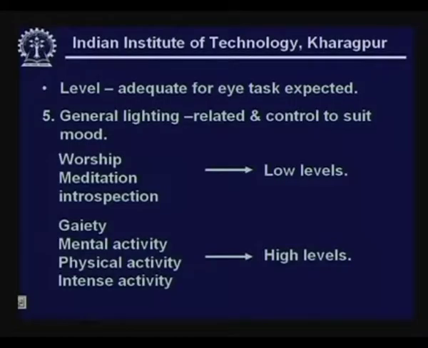So, all these come under a group which involves certain intense activity. For instance, intense reading and writing, working on it. These are all involving precision eye tasks which need high levels. Now, there is a third group which comes between the two. So, we have seen on one hand we have worship, meditation, introspection which needs very low levels, whereas the intense activity involving physical or mental activity or gaiety involves high levels.